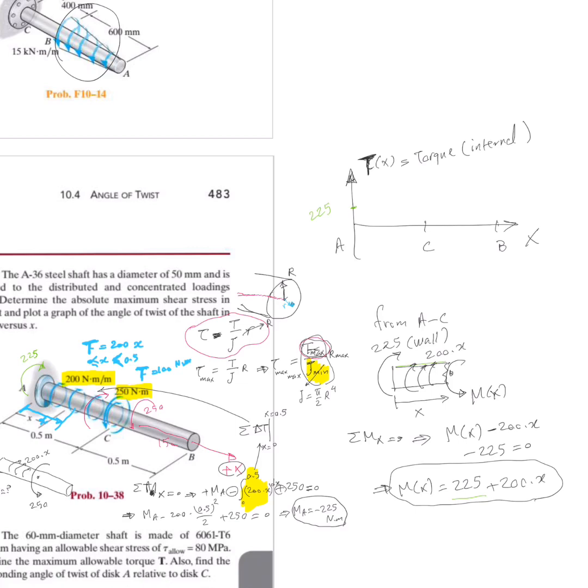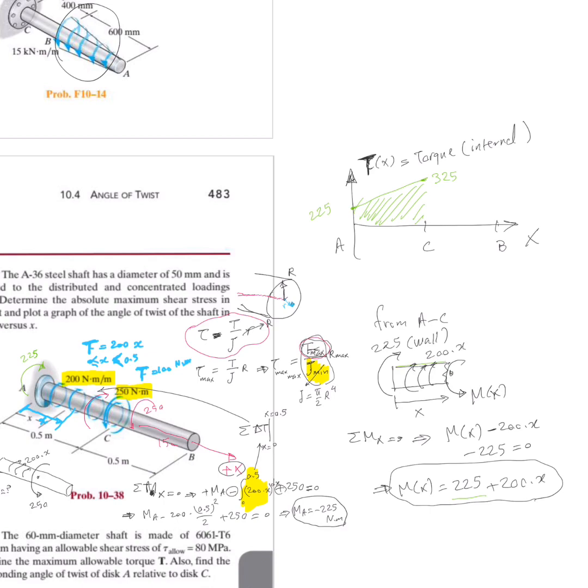and when X is equal to 0.5, then I get 225 plus 200 times 0.5, then I reach this point, and this value is 325. So 225 plus 200 times 0.5, which is equal to 325. Okay, so this is a positive distribution of internal torque.